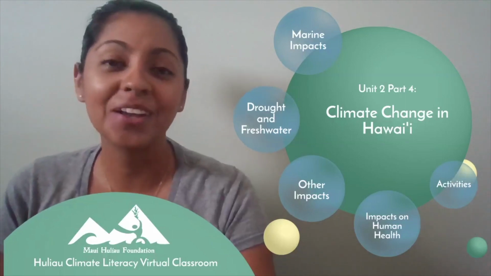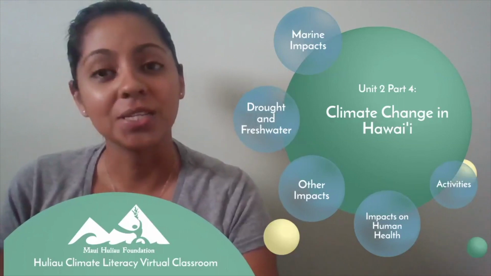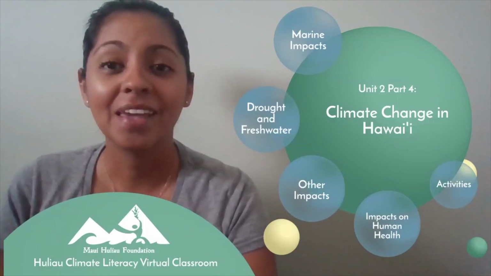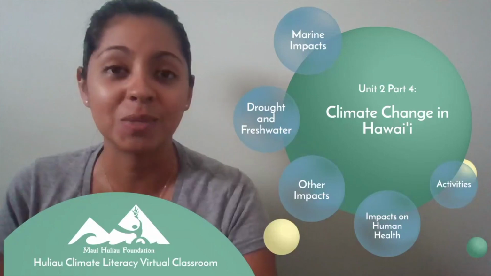Welcome to the last part of Unit 2. As we've learned in this unit, global climate change has already had observable effects on the environment, from sea level rise to intensifying weather events. In this last part, we'll be focusing on climate change impacts in Hawaii specifically.